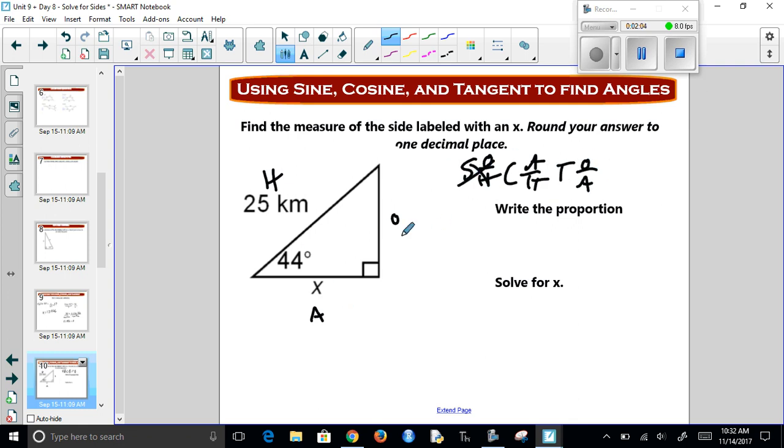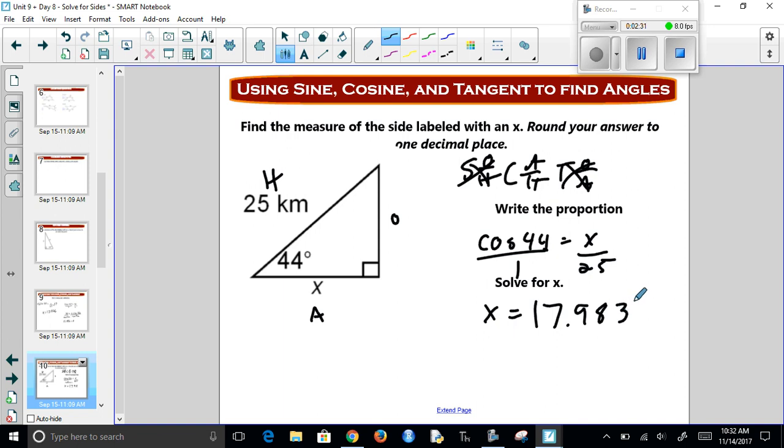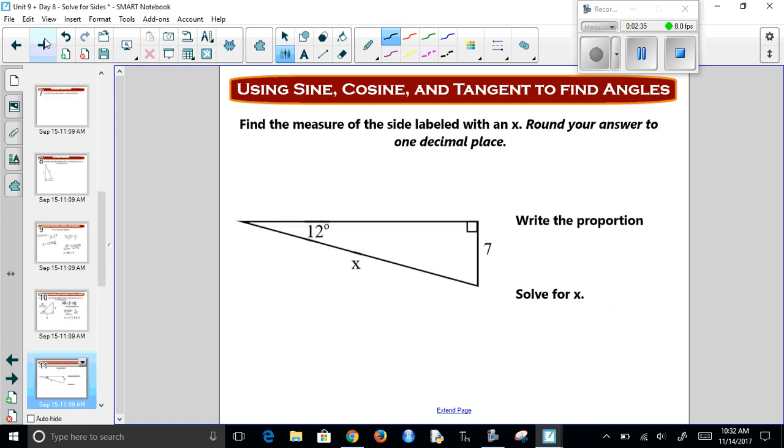We can't use sine because we don't have opposite. We can't use tangent because we don't have opposite, but we can use cosine. We know that there's a ratio that says the cosine of 44 is equal to the adjacent side, x, over our hypotenuse, which is 25. Once we have that, we put it over 1, we cross multiply. X is equal to whatever 25 times the cosine of 44 happens to be, and that's 17.983. And things look great.